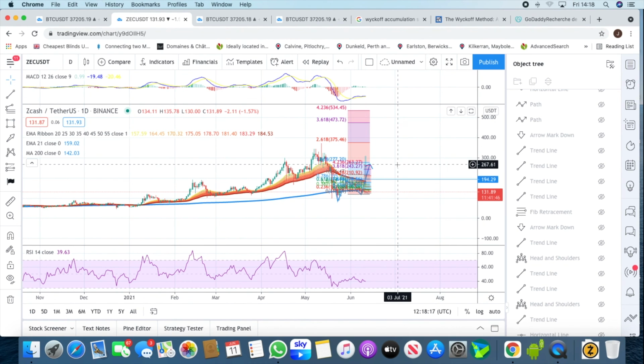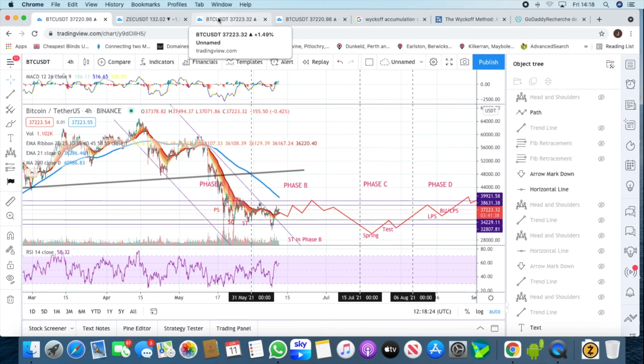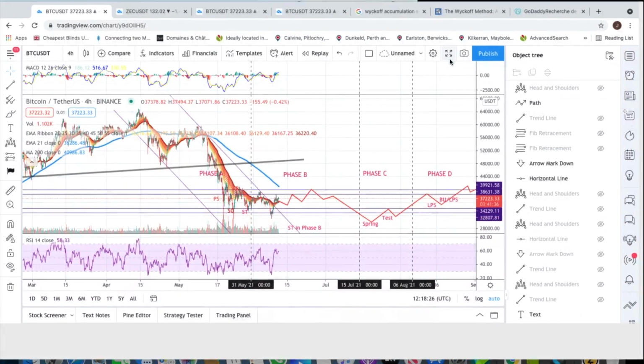But it does depend on Bitcoin. So that's it. Well, good luck. Happy trading. Let's see what happens.